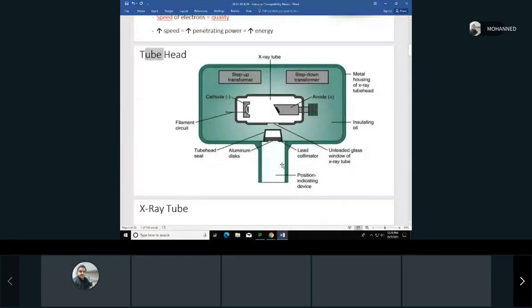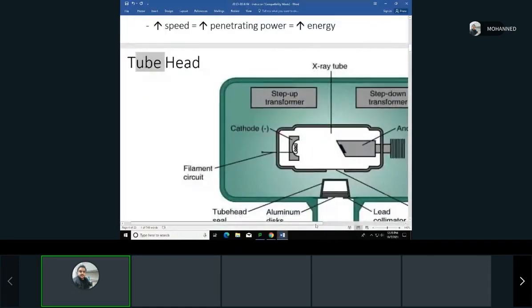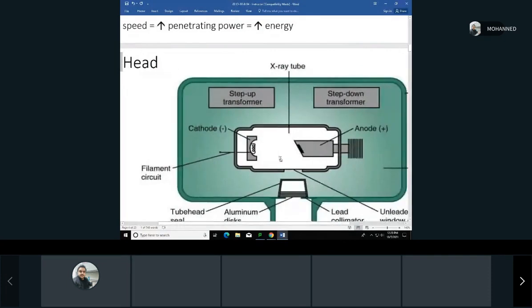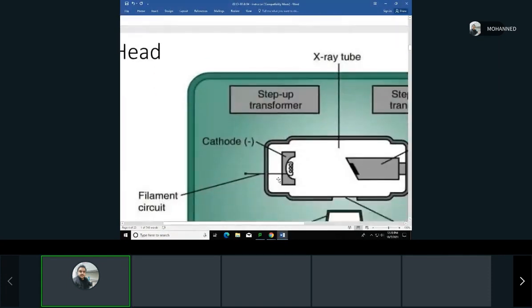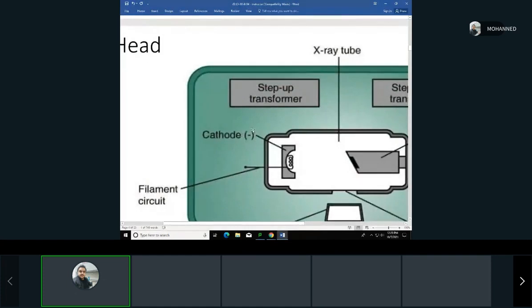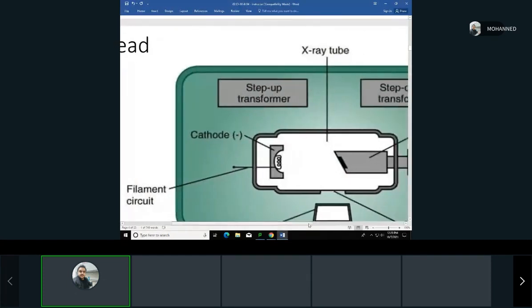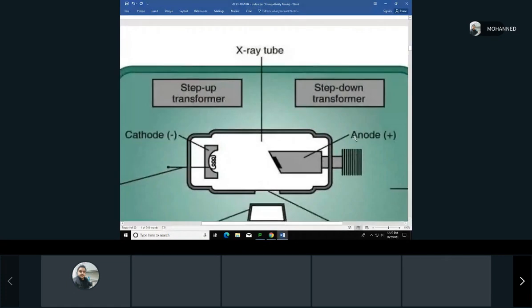Okay? So let's talk about how the X-ray is going to form. We have a cathode, right? And the cathode is what is negatively charged. Remember, you want to get A positive, or A plus, not a C minus. Just to remember, the anode is always positive, and the cathode is negatively charged.